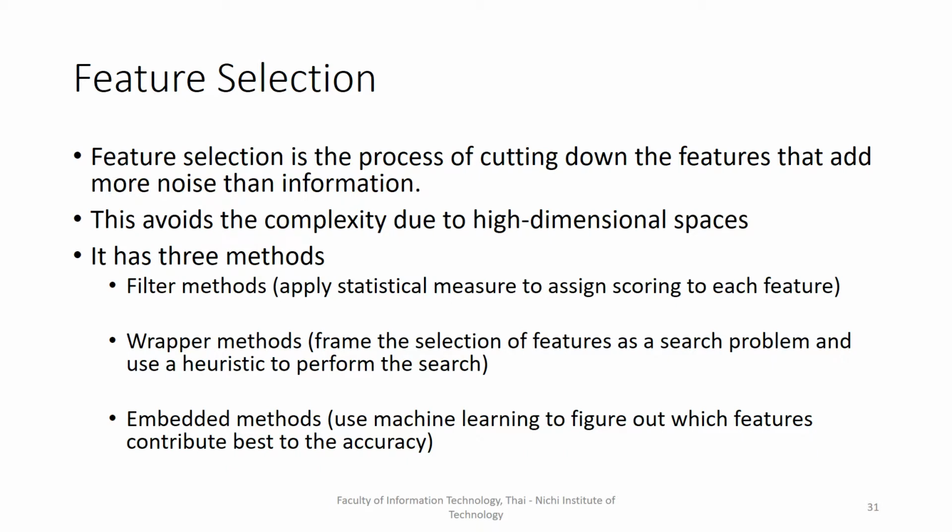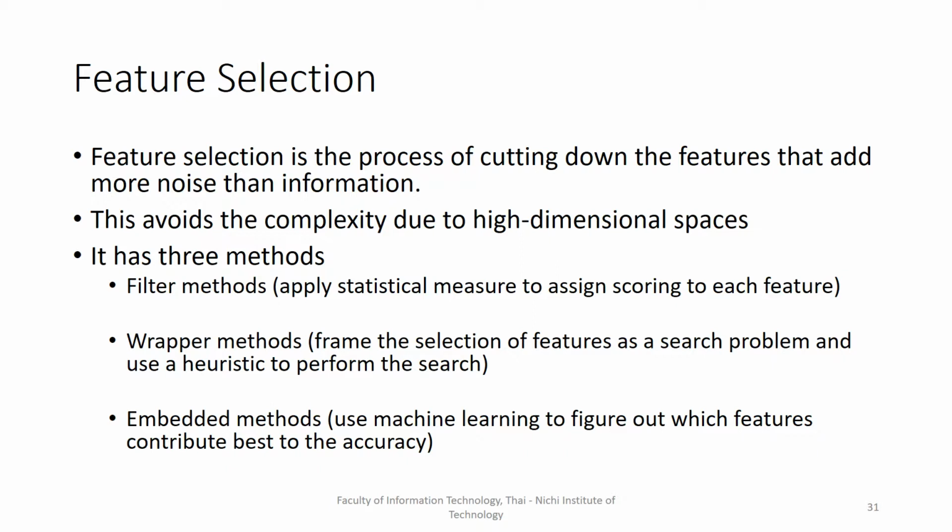Feature selection is a process of cutting down the features that add more noise than information. So it is also a kind of cleaning process, like a second cleaning of data. We remove certain features which don't have much significance in making a prediction. This avoids the complexity due to high dimensional spaces. When we have two-dimensional or three-dimensional data, it is fine. When we go for multi-dimensional data, if we reduce the number of features, the complexity of the problem is reduced drastically. There are three methods.